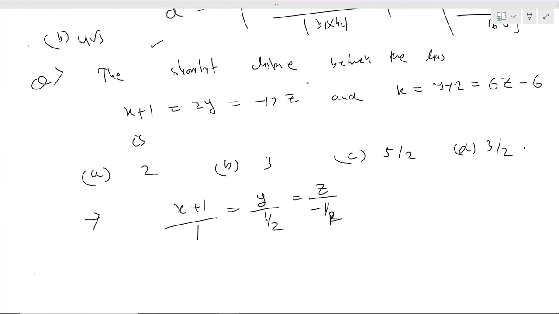Alright, first we are trying to write these equations in standard form. So in standard form, the coefficients of x, y, and z should be 1. So this I can write x plus 1 upon 1, y upon 1 by 2, z upon minus 1 by 12. And this is x upon 1, y plus 2 upon 1 equals, I can take 6 common, z minus 1 upon 1 by 6.